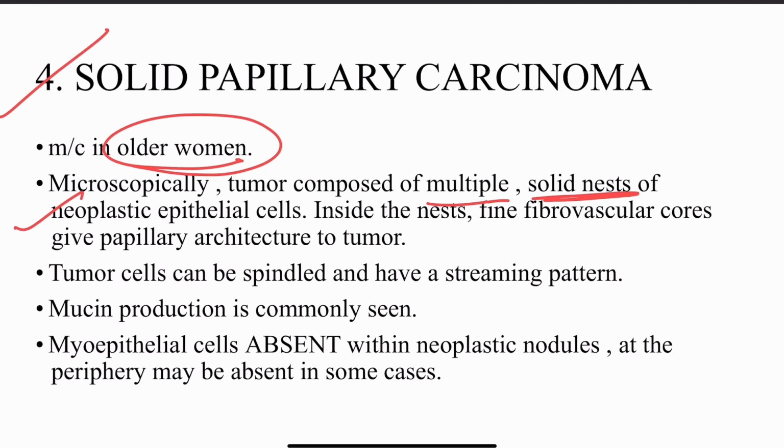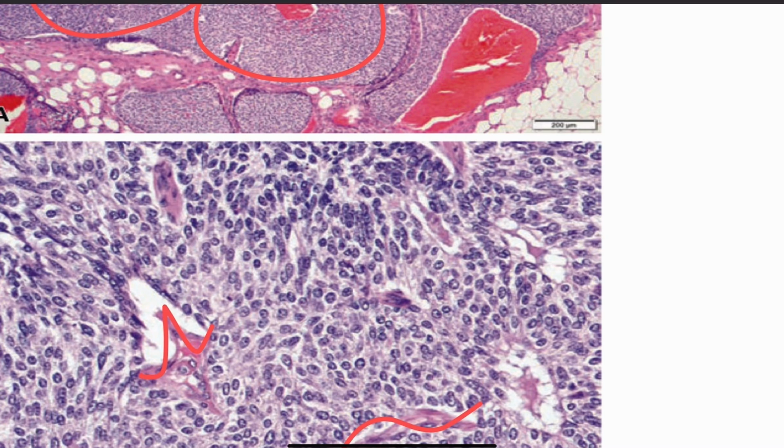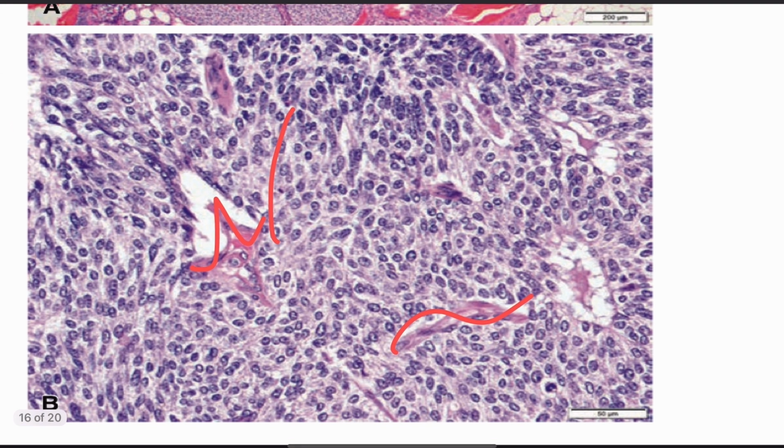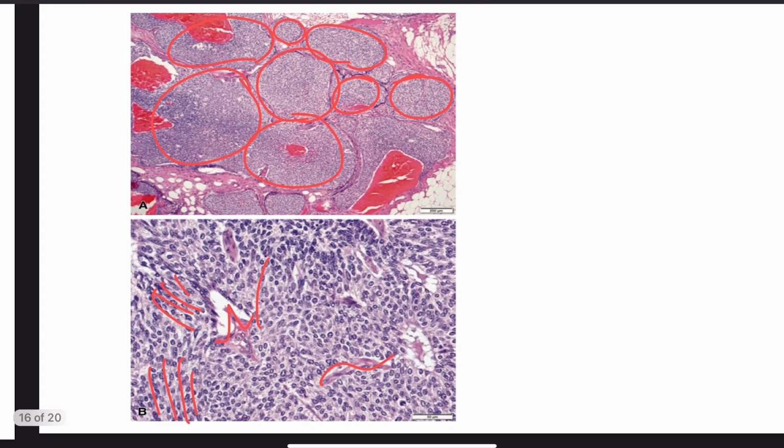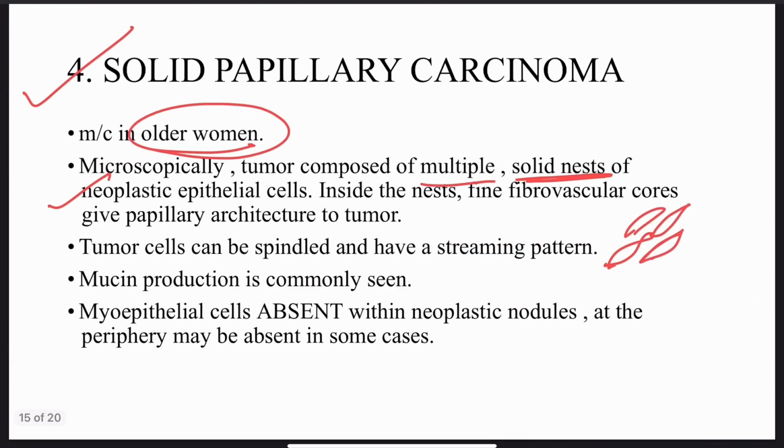Tumor cells can be spindled, and they can have a streaming pattern, all the cells going in one direction. It can also be associated with mucin production. The cells can produce mucin in most of the cases.